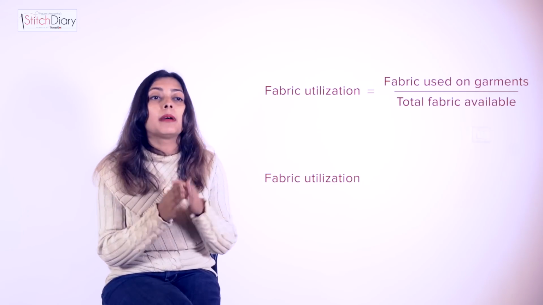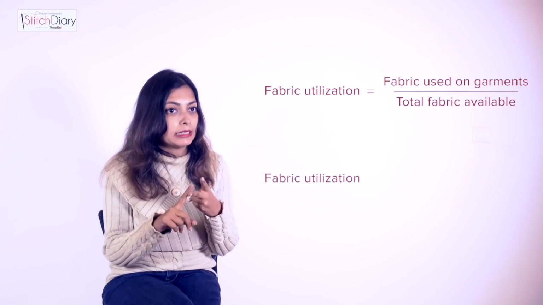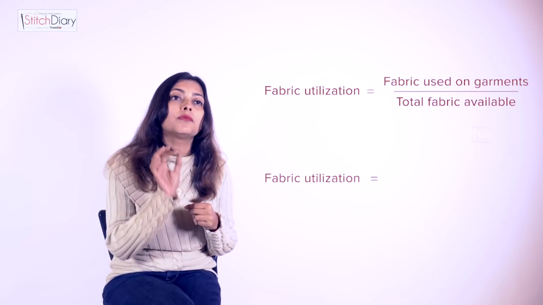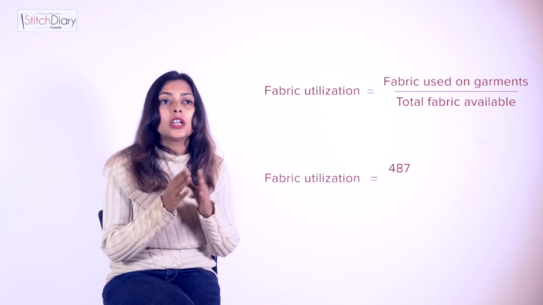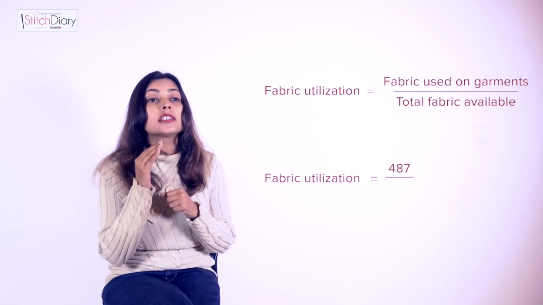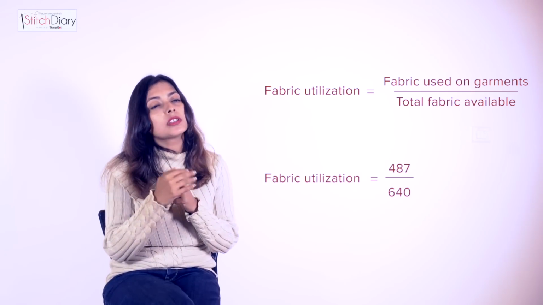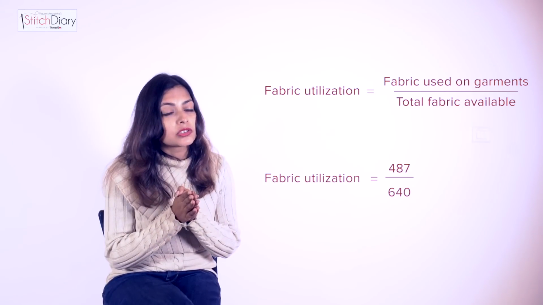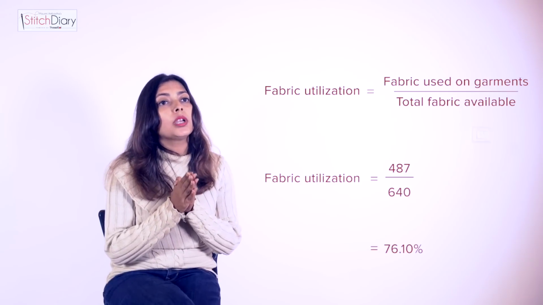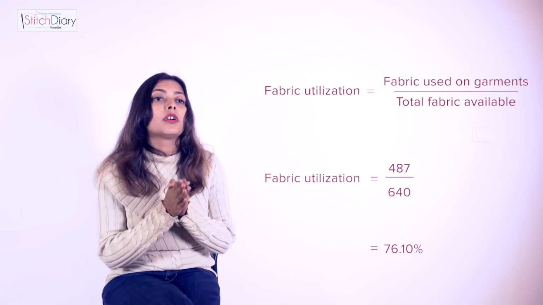So we have calculated fabric used in the order by two methods, by weight and by length. In both cases, we have got 487 meters of fabric that has been used in the order to produce the garments. 640 meters of fabric was actually bought for the order. So fabric utilization is 76.10% for this particular example. The last metric for cutting room performance is cut order planning.